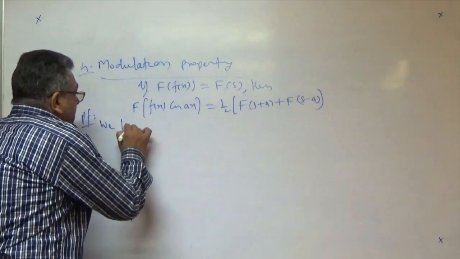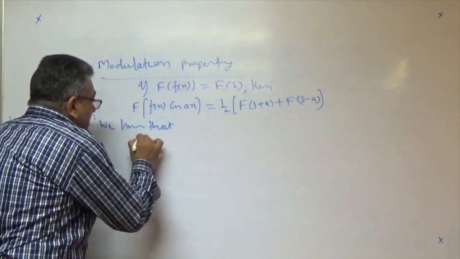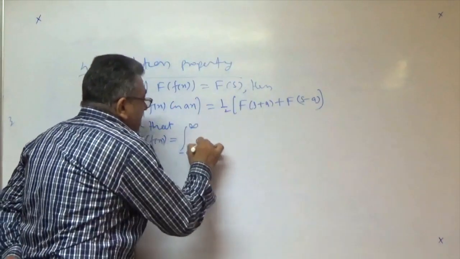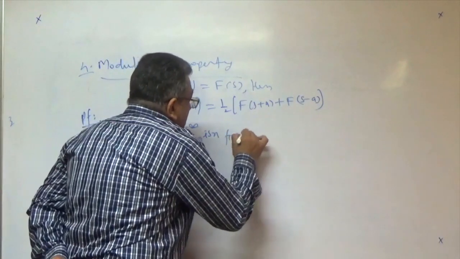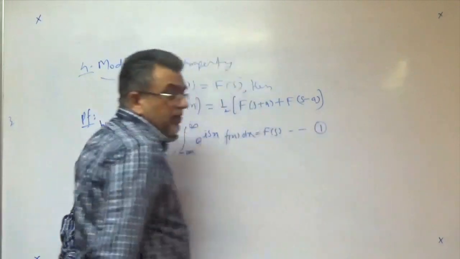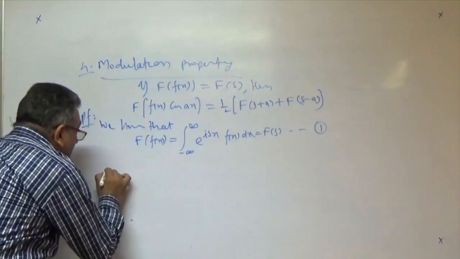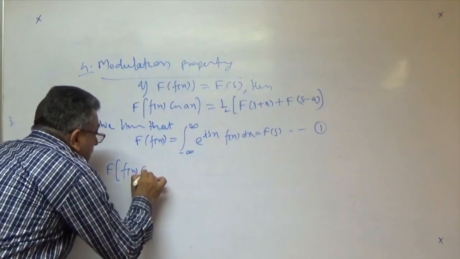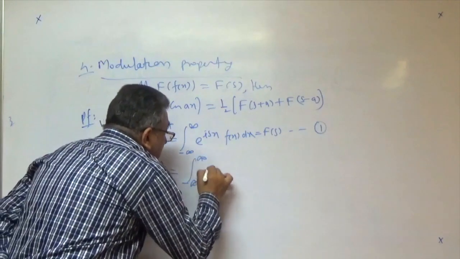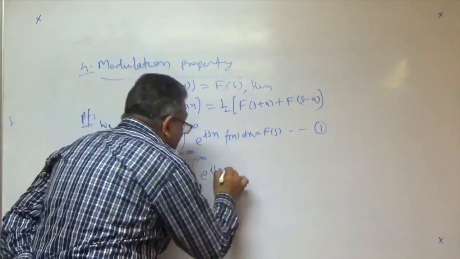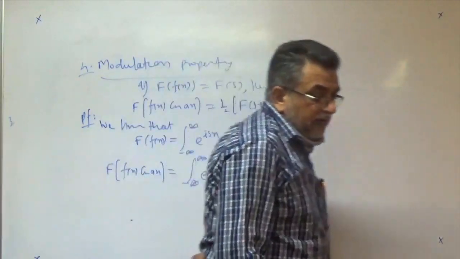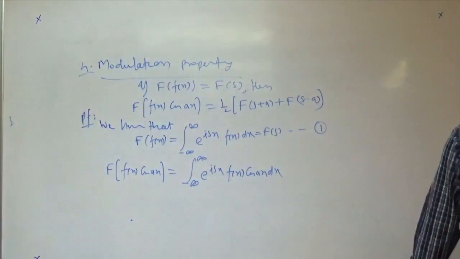Similarly, we know that the Fourier transform of f(x) is the integral from minus infinity to infinity of e to the power i s x f(x) dx. This is your capital F(s), and this is your equation number 1. Now take this one, the Fourier transform of f(x) cos ax. By this definition, we have the integral from minus infinity to infinity of e to the power i s x, this is f(x) into cos ax dx. We substitute this one, cos ax dx.